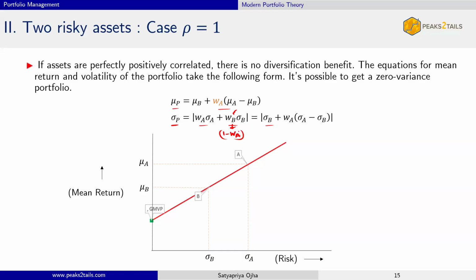So just sigma b will come out, and then take wa common, you get sigma a minus sigma b, right? So if you do this, then the hyperbola actually becomes a straight line. The reason is A and B are not very different assets. If there is a perfect positive correlation, pretty much they are like the same asset, right? If it's the same asset, then you get a straight line.